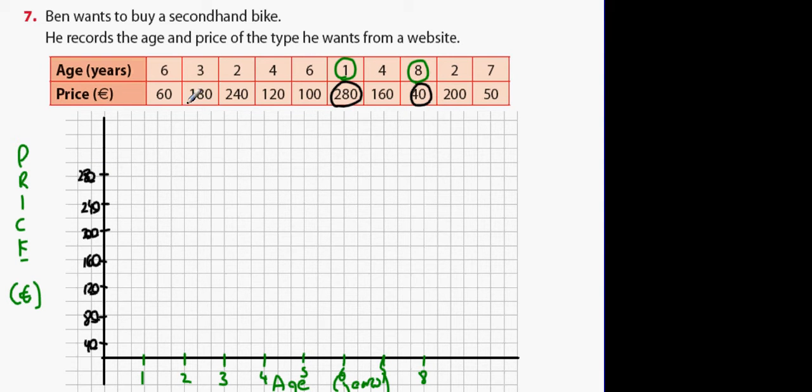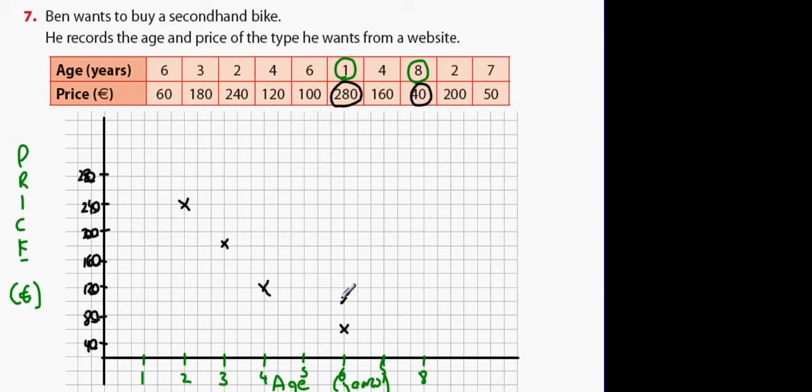6 years, the first one's 60. 6 and 60 is located here. First one done. 3 and 180 is in between the two of them. Next one, 2 and 240, we're going to put up here. Next one, 4 and 120 is going to be here. Next one, 6 and 100 is going to be located here.